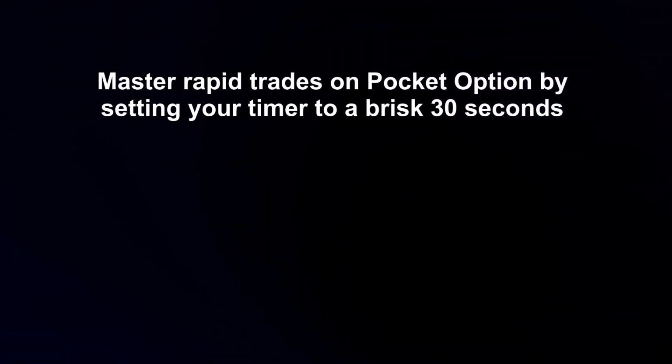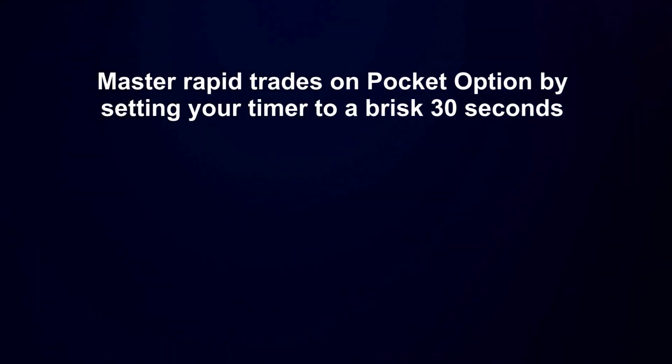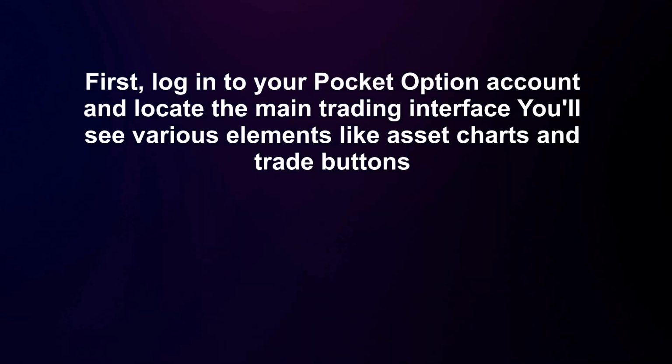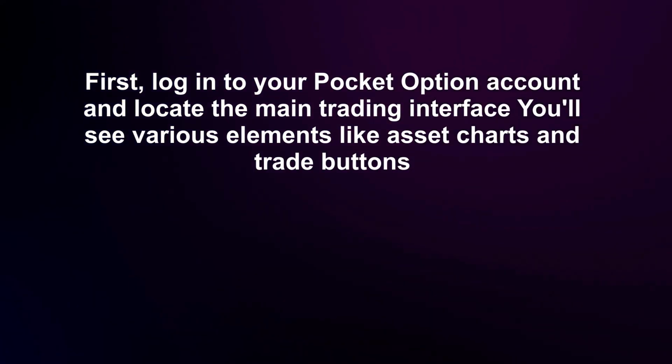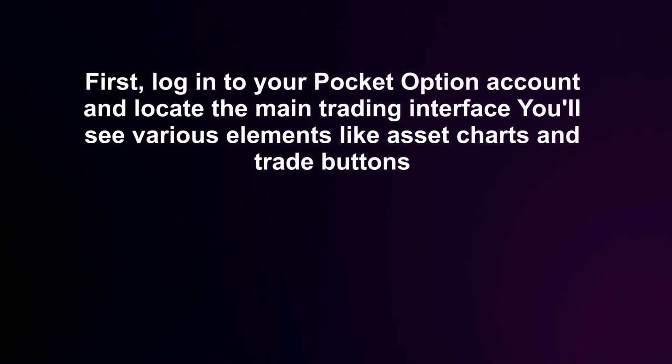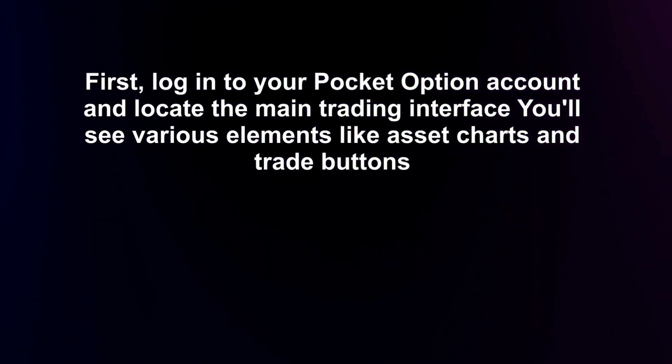Master rapid trades on Pocket Option by setting your timer to a brisk 30 seconds. First, log into your Pocket Option account and locate the main trading interface. You'll see various elements like asset charts and trade buttons.